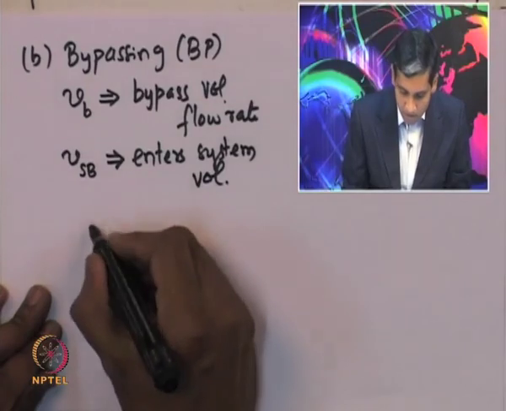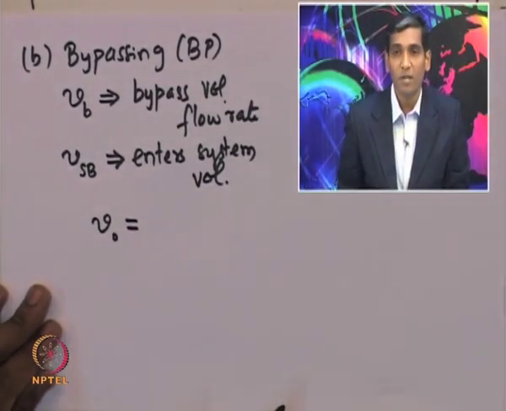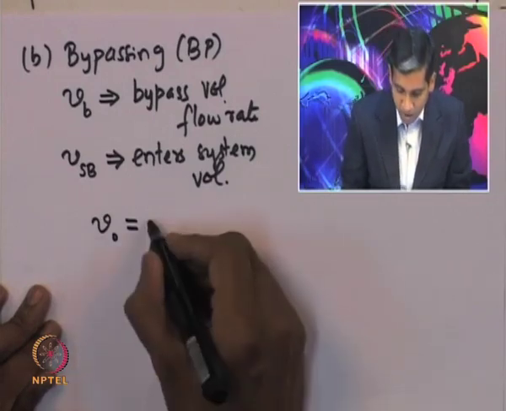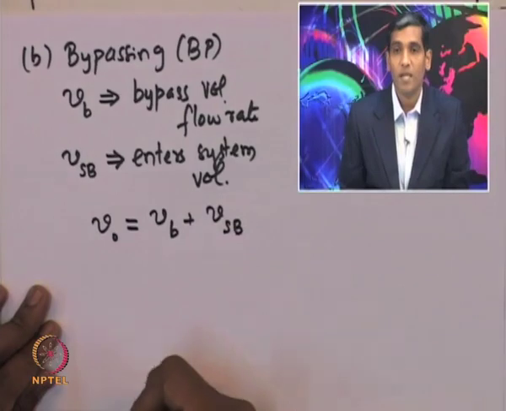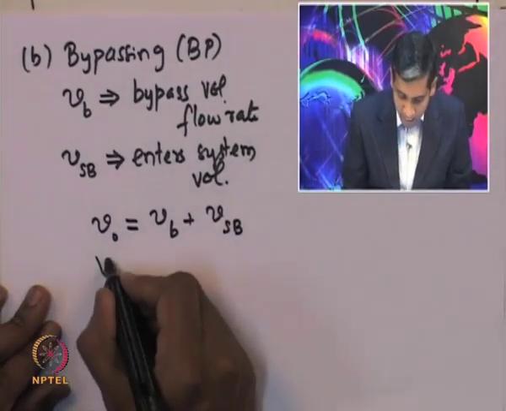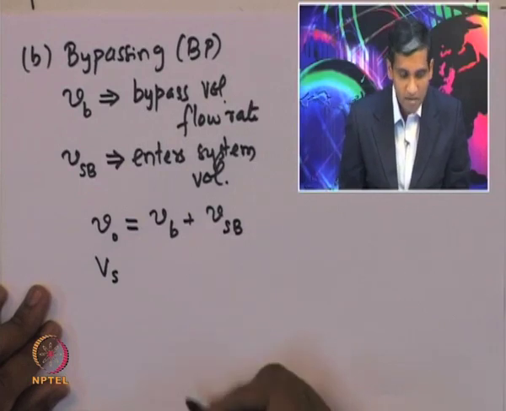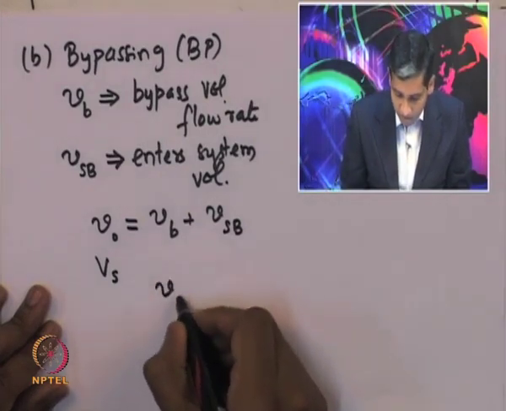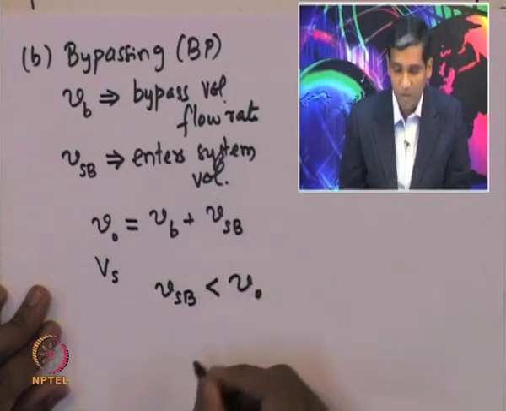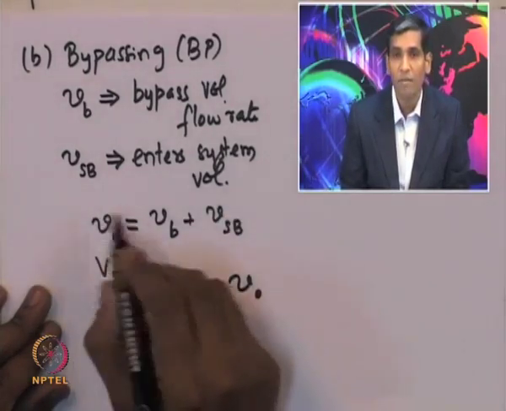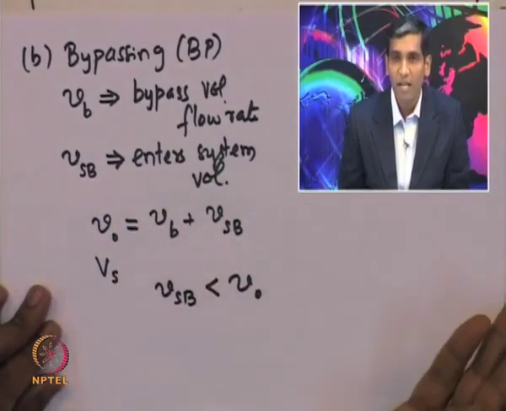Therefore, V naught, which is the volumetric flow rate with which the fluid is entering the reactor, should be equal to VB plus VSB. Now, if we assume that Vs is the volume of the tank, then we know that VSB is less than V naught, because it is only a fraction of the total volumetric flow rate with which the fluid is being pumped that goes into the reactor.